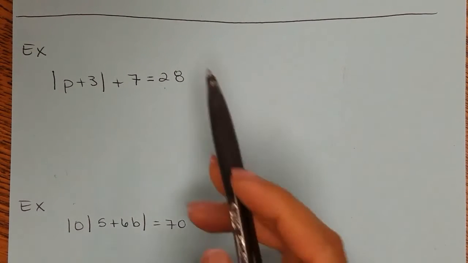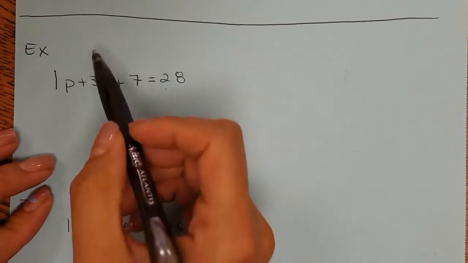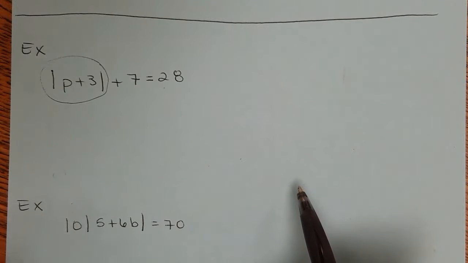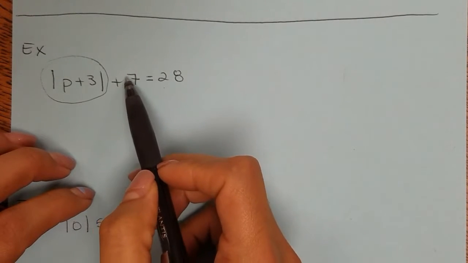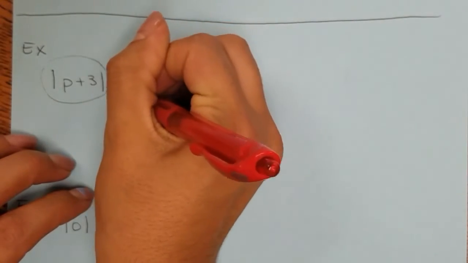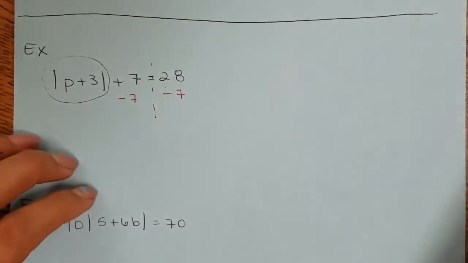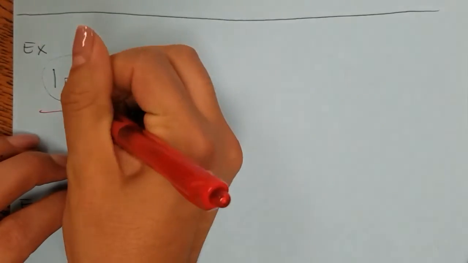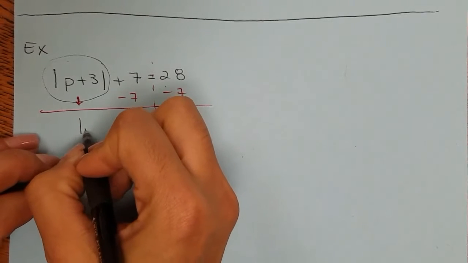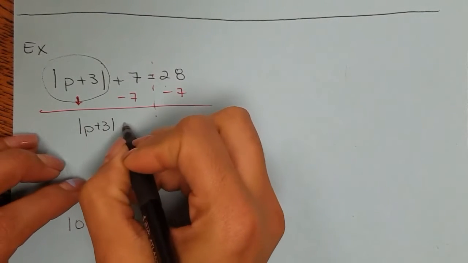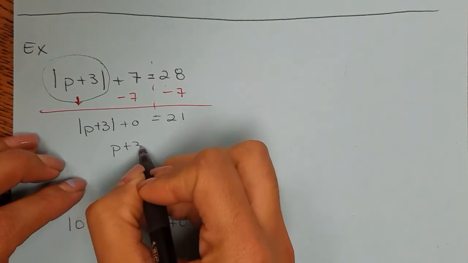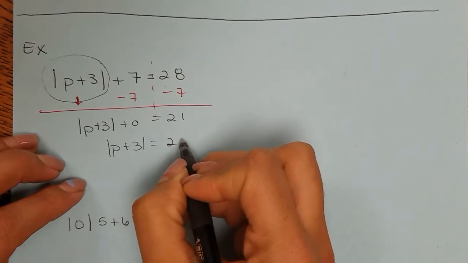So for our first example, we need to get this part here by itself. In order to get it by itself, we've got to move the 7 to the other side before we can set up our two equations. So minus 7 here, minus 7 here. This whole thing is going to come down so that we have the absolute value of p plus 3 plus 0 is equal to 21. Okay, so |p + 3| is equal to 21.